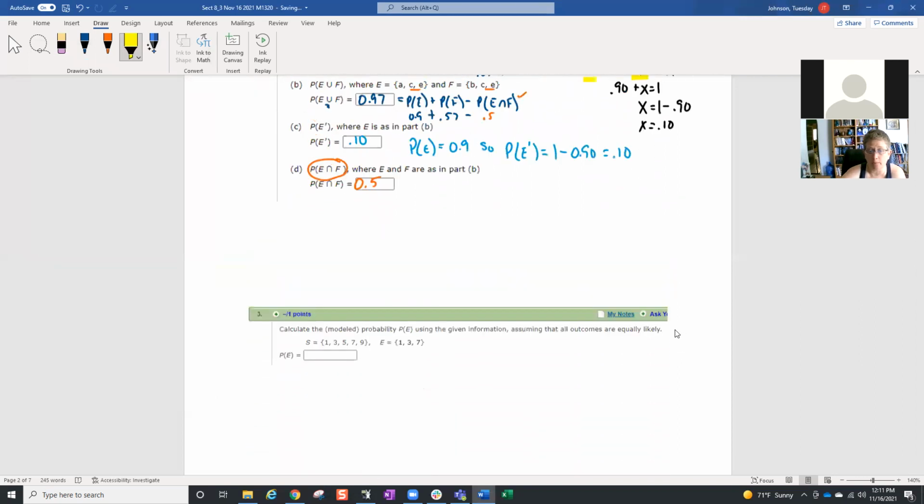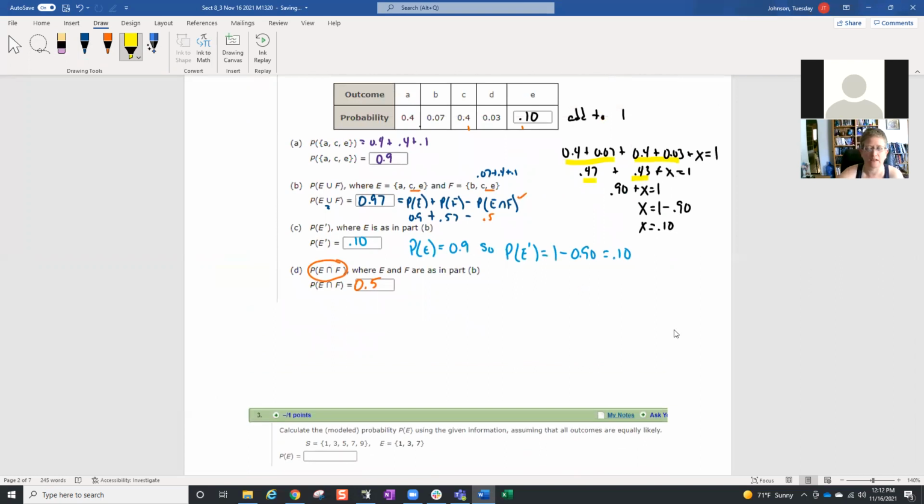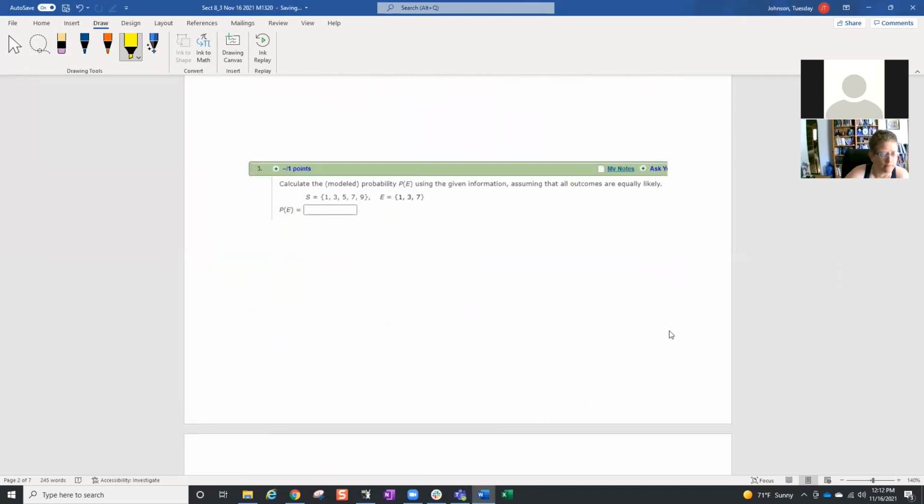All right. So number 2 is exactly like this one. Number 3. Calculate the modeled probability P of E using the given information. Assume that all outcomes are equally likely. Now, modeled is another way of saying, even though the math says this should happen, it doesn't always happen like this. This is mathematical probability, theoretical probability. There's not a lot of emphasis that we really need on this. Obviously, we're doing the math because it's a math class.